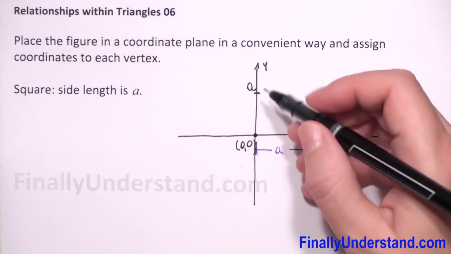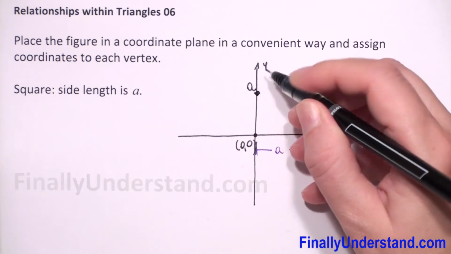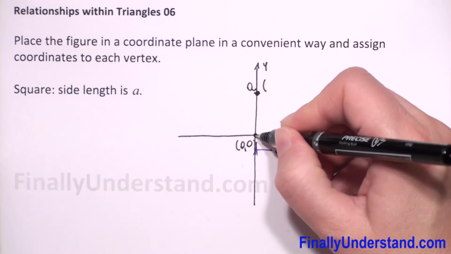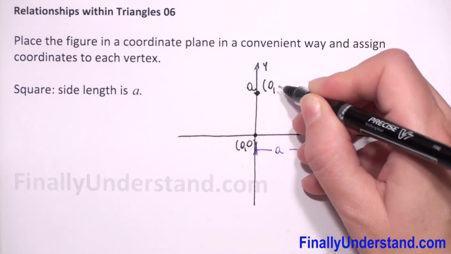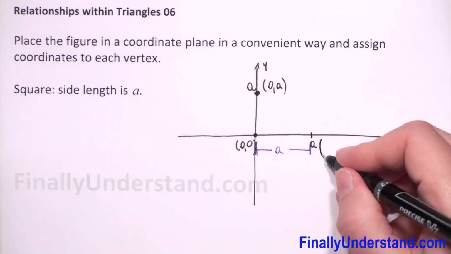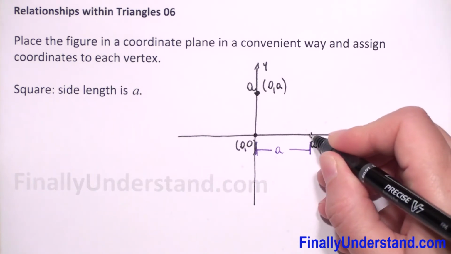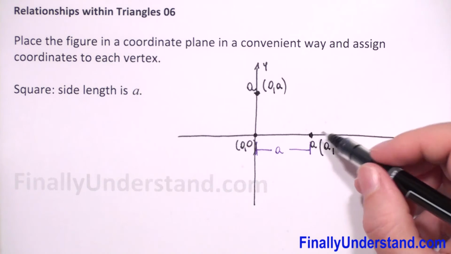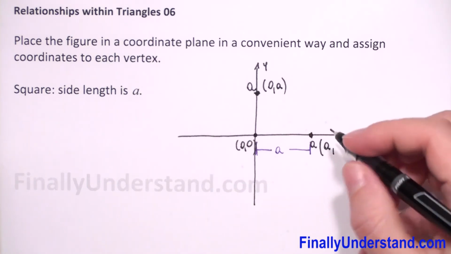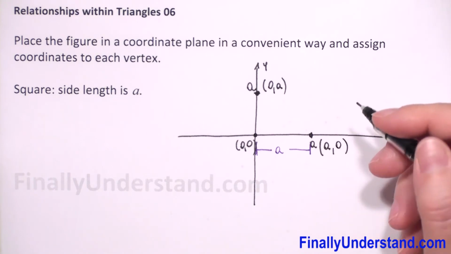So this point has coordinates: the first coordinate is 0 and the second is a. That point has coordinates a, and the second coordinate on the x-axis is always 0.